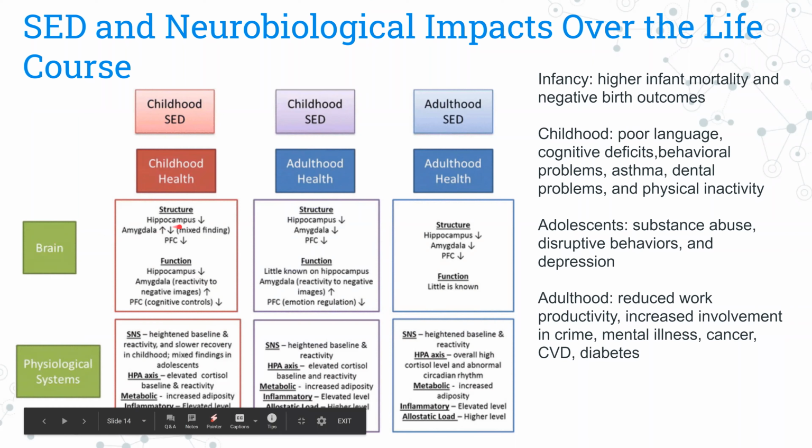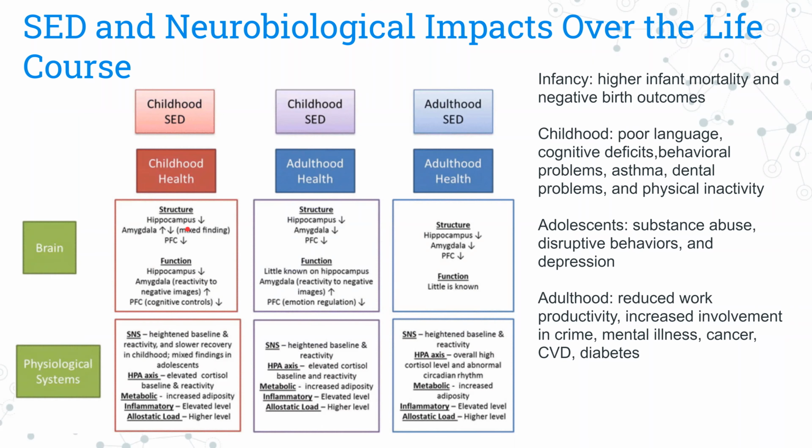So, you have a decrease in your hippocampus. Remember, that shuts off your stress response. But if you are exposed to socioeconomic disadvantage in childhood, your hippocampus is going to be damaged, and some of those glucocorticoid receptors are going to be downregulated, right? And so then it's going to be harder to turn off that stress response.